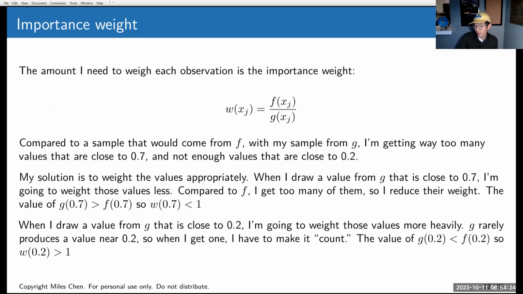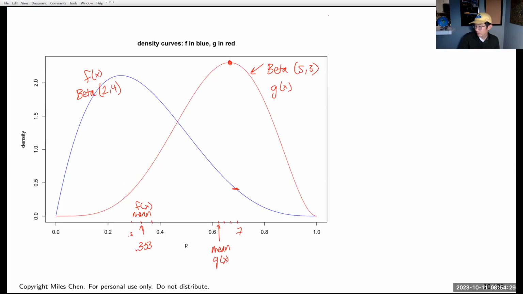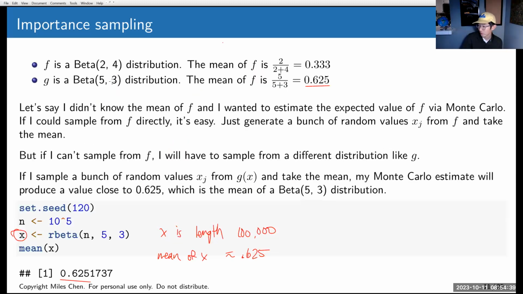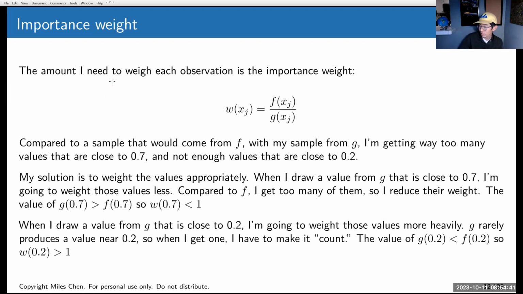So compared to F, I have too many of them, so I reduce their weight. On the other hand, G of X does not produce very many values near 0.2, whereas F of X does produce lots of values near 0.2. So when I do get a value near 0.2, I have to make it count. I weight it a lot more. So I give it a weight if the ratio between F divided by G is going to be a number a lot greater than 1.